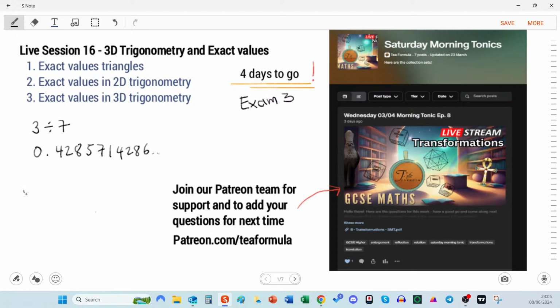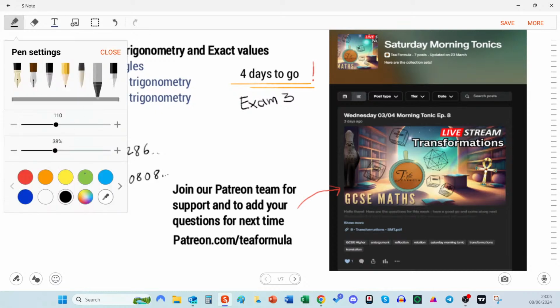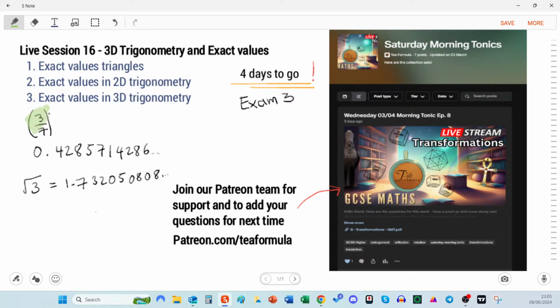You could also type in root 3. And root 3 is, obviously we press the S-D button, 1.73205. I do not remember these off the top of my head. This is using a calculator. And let's write it as a fraction. What I highlight here are the exact values. Okay, so these are the exact values.